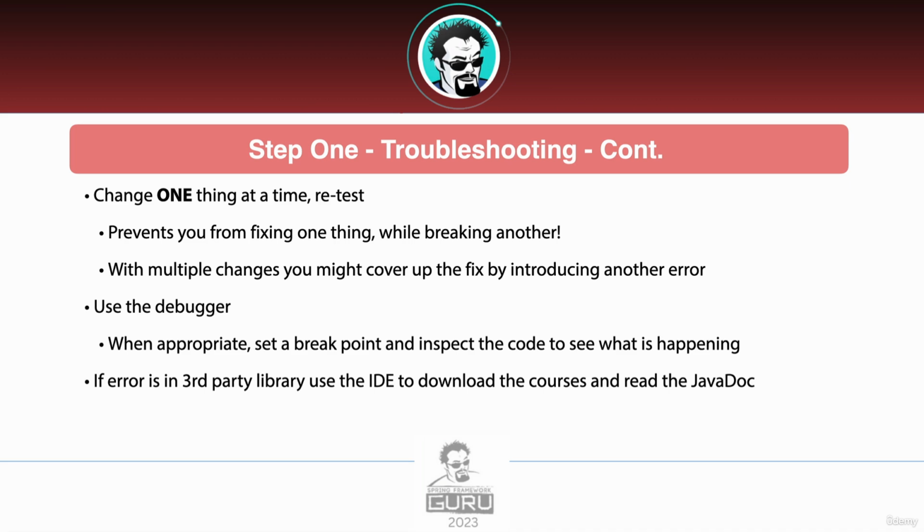Now, if you have a third-party library, if you're using some type of dependency, a jar file, and the error is occurring within that, a good thing you can do is most IDEs will allow you to download the source, and then you can read the Java doc. A lot of times there will be comments in the Java doc that will help you resolve the issue. You might have some type of expectation or something that you need to set. You might be outside of some type of parameter.